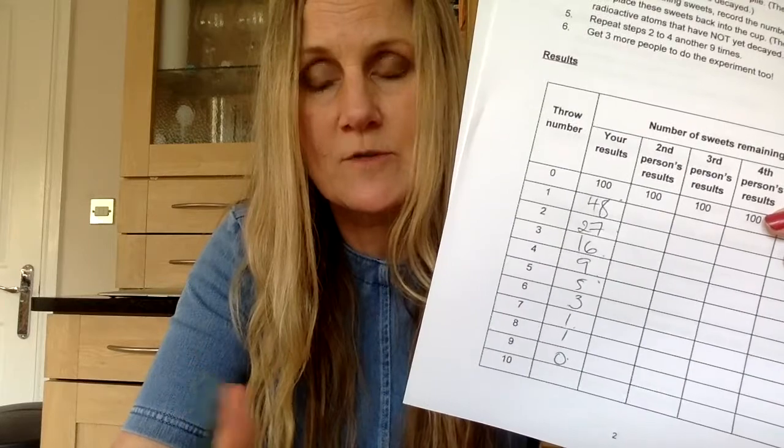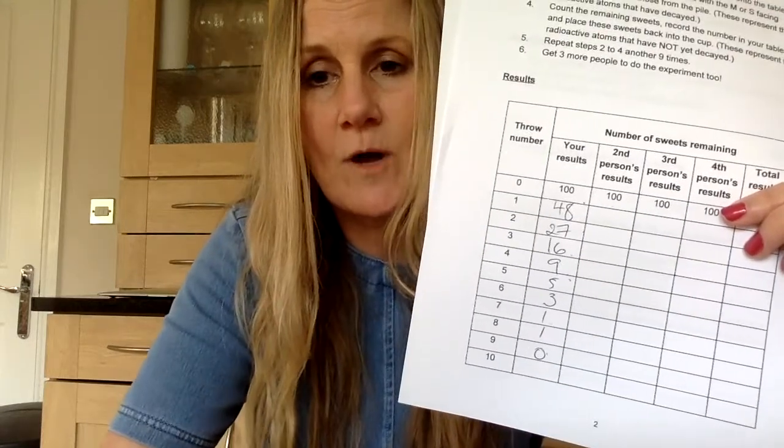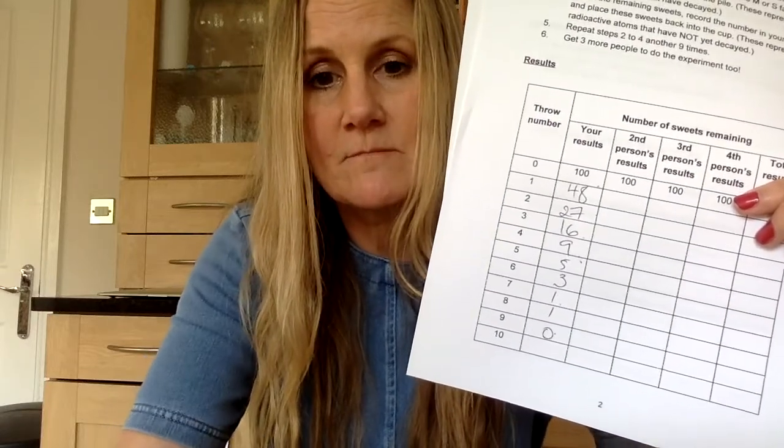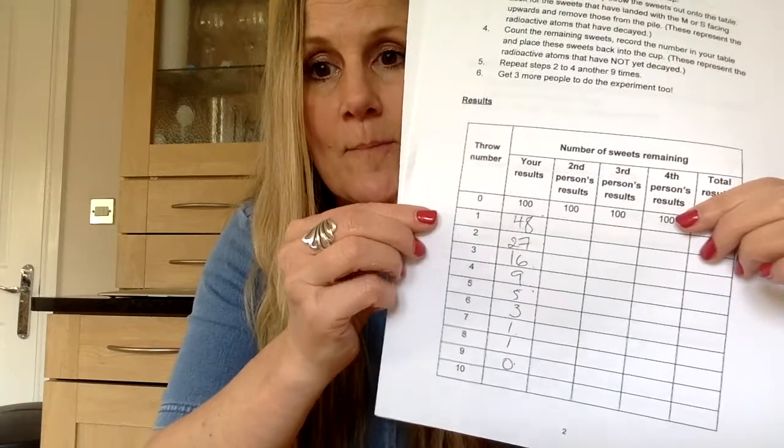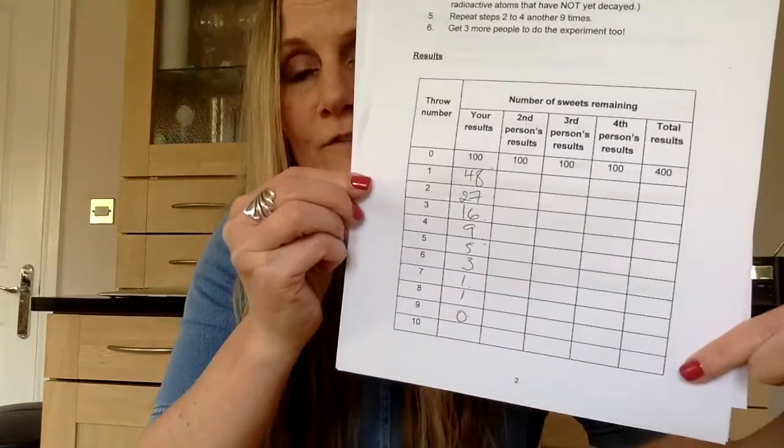Okay, the last stage on the method is to get 3 other people to do the experiment. So if you don't have 3 people in your family to do this with you, you can repeat it 3 times. But you need a full set of results now, 4 attempts at this experiment. And then add them up for the final column. Okay?